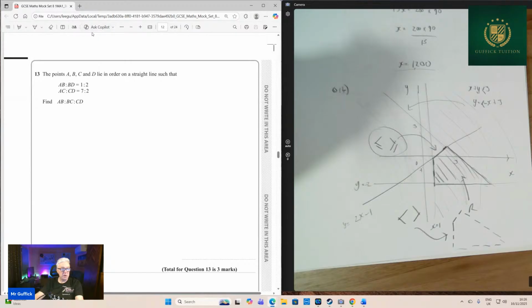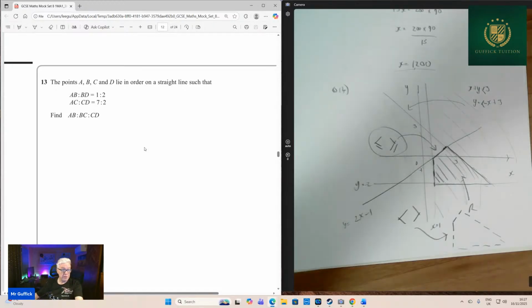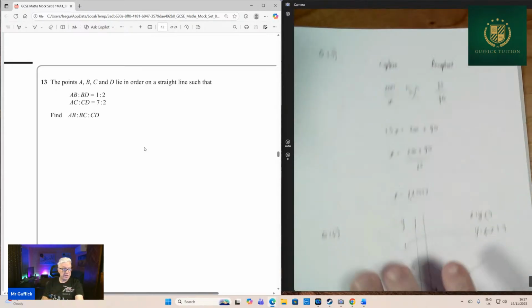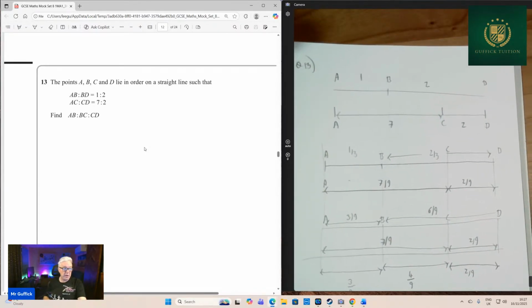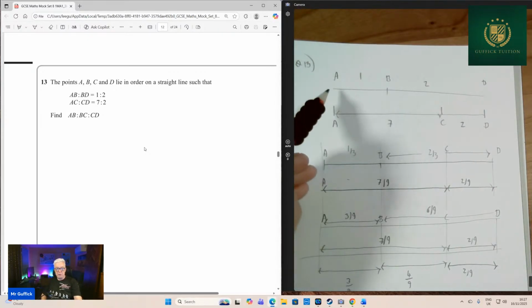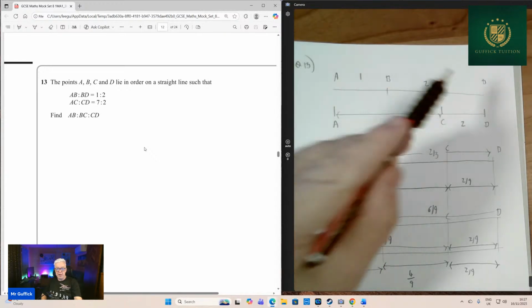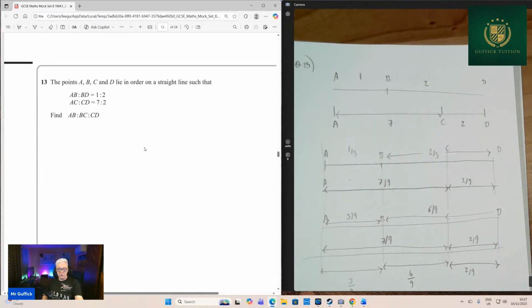Oh no, these ratio ones, I don't like these ratio ones. The points A, B, C, D lie in order on a straight line such that those ratios are like that. Okay, let's try and solve this with a little diagram. Here's a diagram that I prepared earlier. Now let's try and think our way through this. So first of all, AB to BD is in the ratio 1 to 2. Okay, fine, I've drawn that.